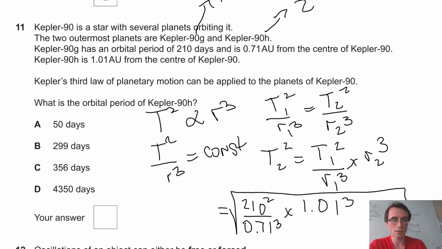Okay, let's put this into a calculator very carefully. So square root, what was the square root sign? There we go. And then 210 squared multiplied by 1.1 cubed divided by 0.71 cubed. I guarantee that one of the options will involve simple things like forgetting to square root or forgetting any of the cubes or the squares. Okay, so let's have a look. That gives me 356. Correct answer is C. I really enjoyed that question.